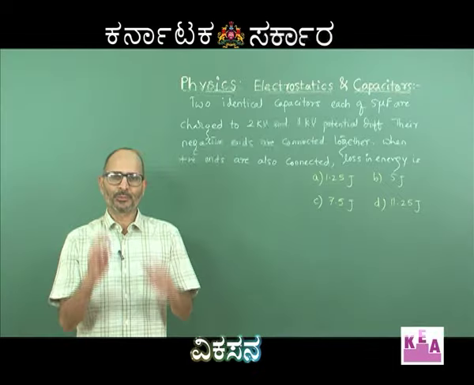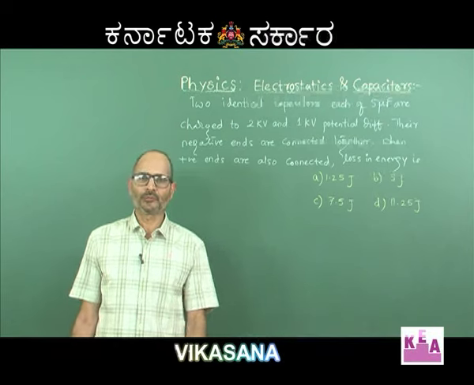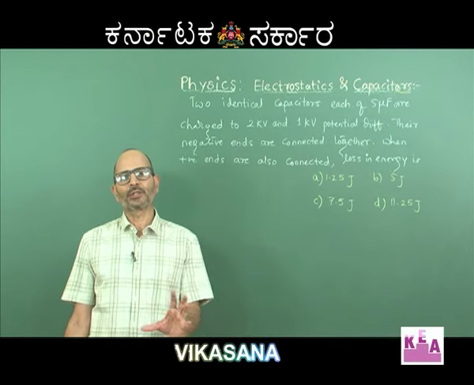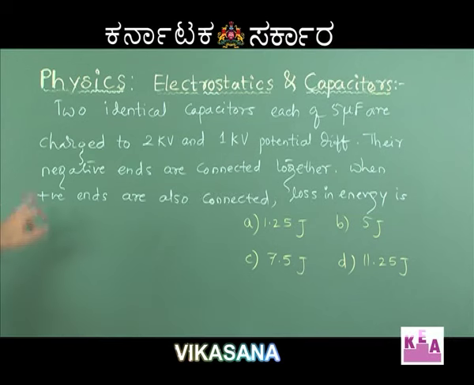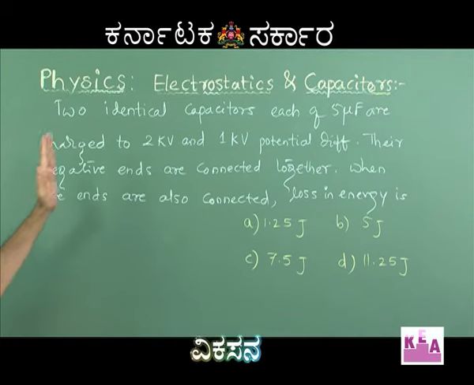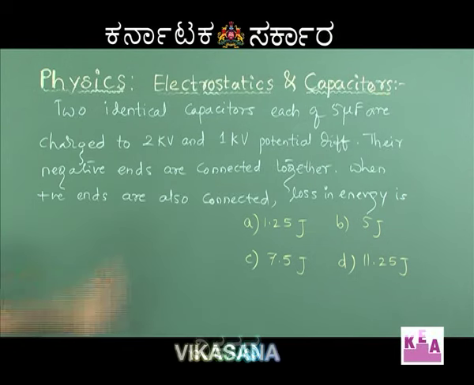So, here is an excellent problem. I think let us read the problem first and then let me tell you what is the beauty of that. Two identical capacitors, each of 5 microfarad capacitance, are charged to 2 kilovolts and 1 kilovolt potential difference. So, there are two capacitors, they are identical fortunately, but they have been charged to two different potential differences separately by connecting two separate batteries. Their negative ends are connected together. When the positive ends are also connected, what will be the loss in the energy?